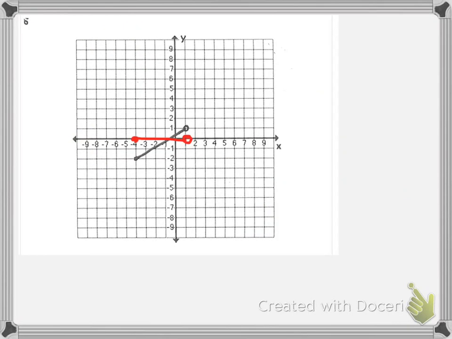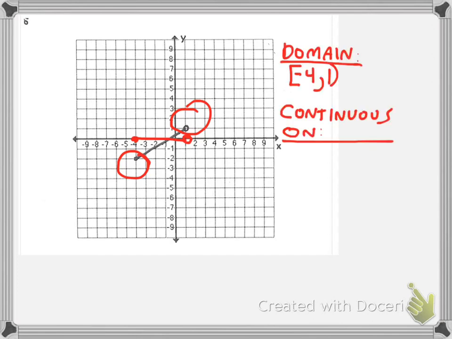Looking at the left and at the right side of the graph, we see that the domain of this graph is from -4 to +1. Because there are no holes, jumps, or breaks, the function is also continuous on this entire interval.